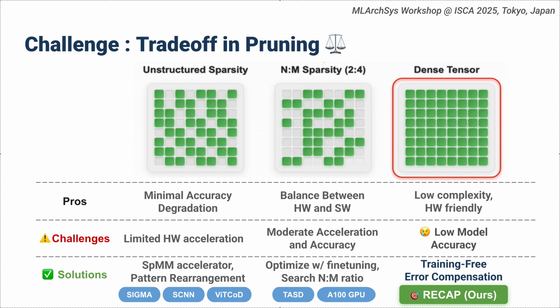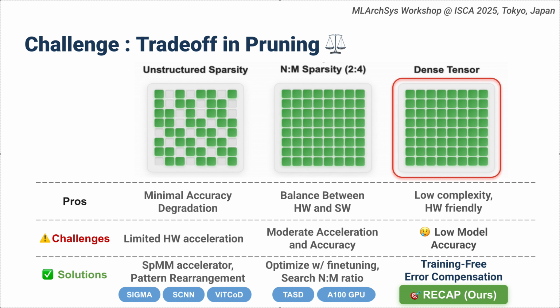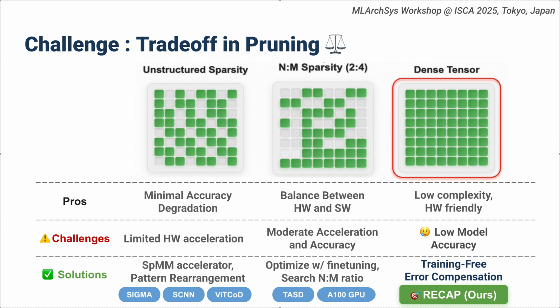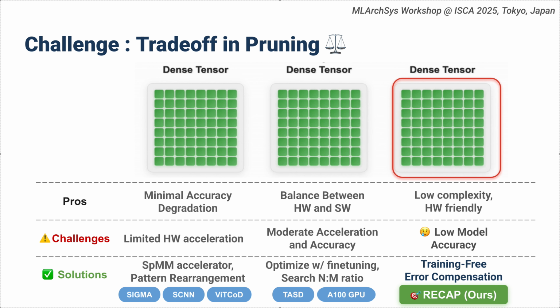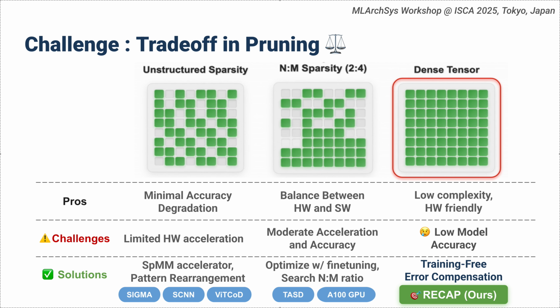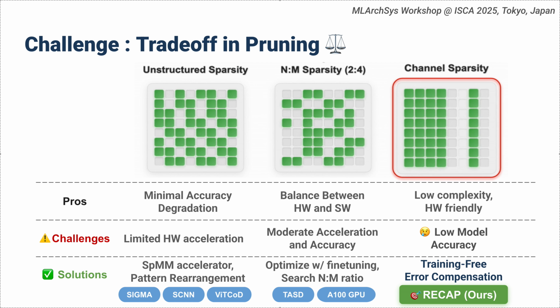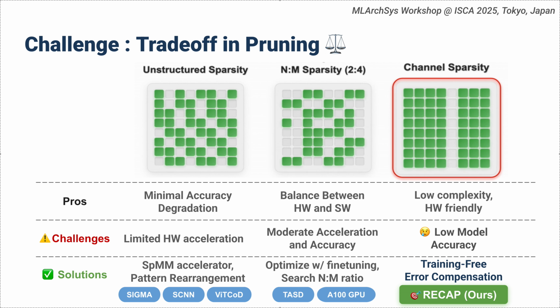For unstructured sparsity, works have focused on designing sparse GEMM accelerators such as SIGMA. And for N:M sparsity, works have aimed to optimize with fine-tuning and searching adequate ratios for each layer, such as PASS-D or A100 GPU support. Our work, ReCAP, specifically targets channel sparsity, aiming to recover its accuracy loss through training-free compensation.